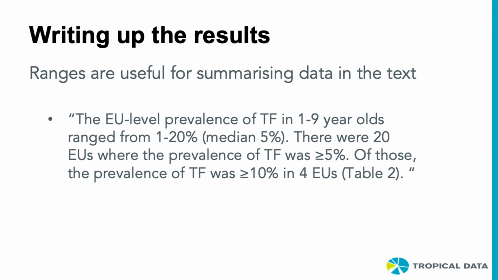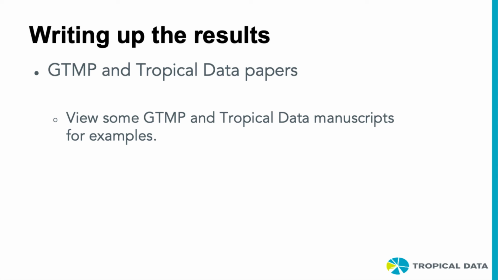Ranges are useful for summarizing the data in the text. "The EU-level prevalence of TF in 1 to 9-year-olds ranged from 1% to 20%, median of 5%. There were 20 EUs where the prevalence of TF was greater than or equal to 5%. Of those, the prevalence of TF was greater than or equal to 10% in 4 EUs." You can look at past GTMP and Tropical Data papers and other similar manuscripts for guidance and ideas on how to structure the results section.